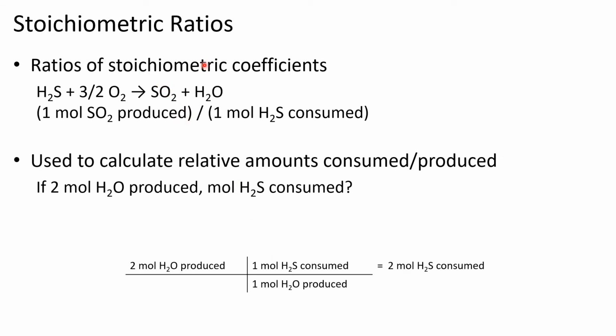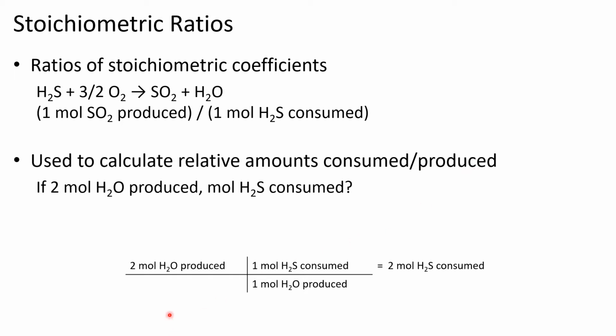Ratios of stoichiometric coefficients allow us to determine the amount of a chemical species that's either produced or consumed given an amount of another chemical species that participates in the reaction. So for instance, we want to take the ratio of the stoichiometric coefficient for sulfur dioxide to the stoichiometric coefficient for hydrogen sulfide. It would be 1 over 1, which is 1. This ratio is used to calculate relative amounts of species that are consumed or produced.